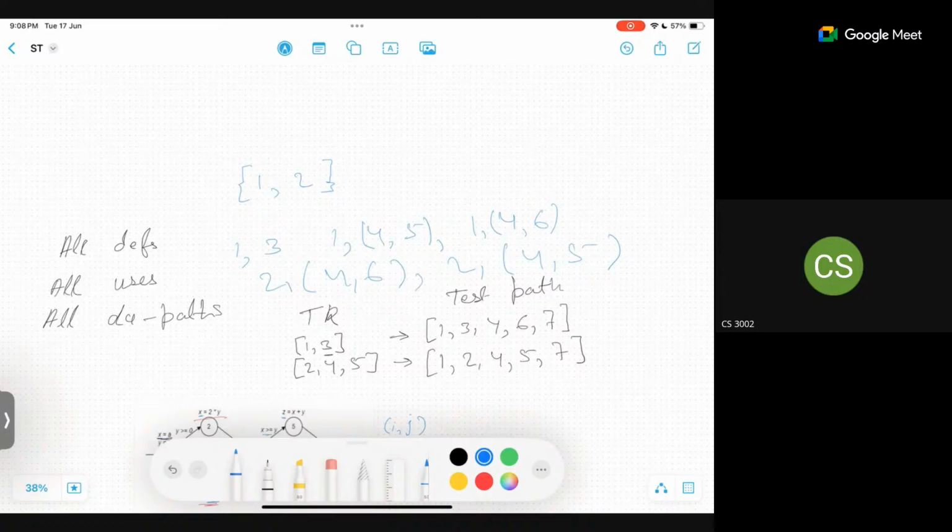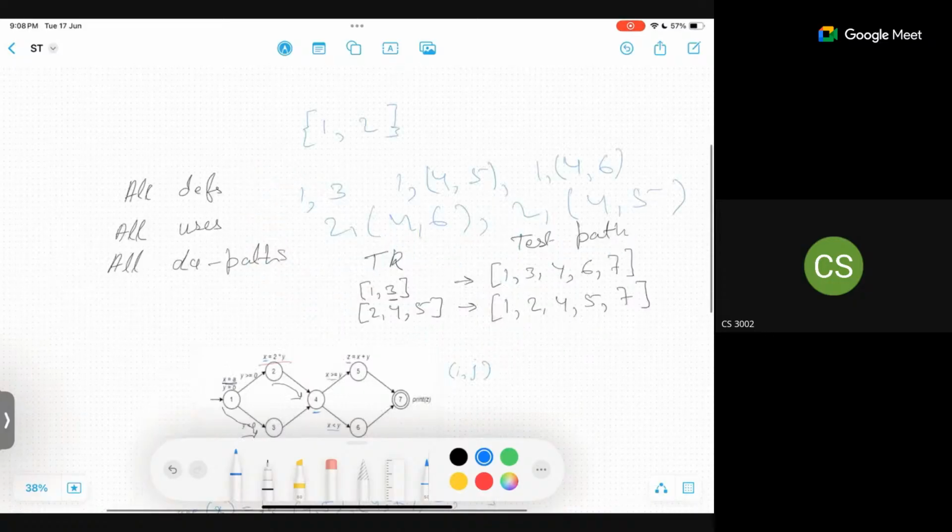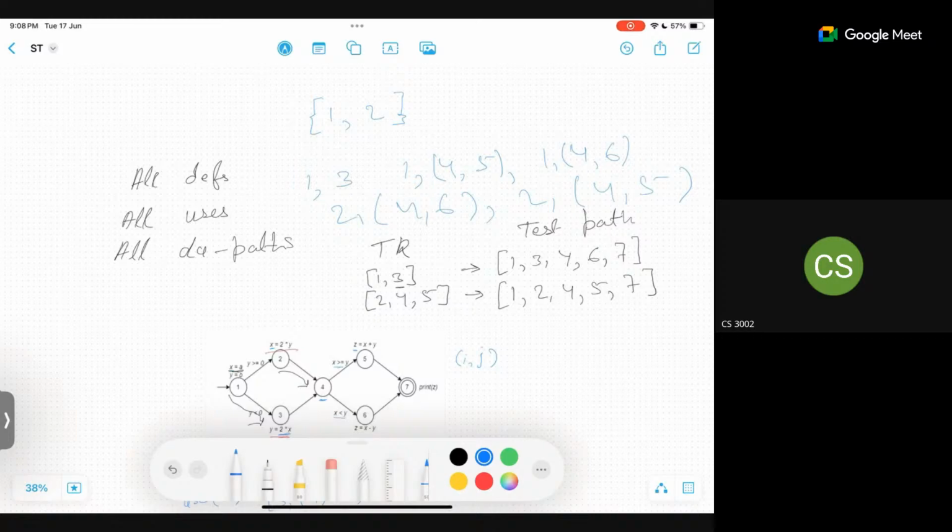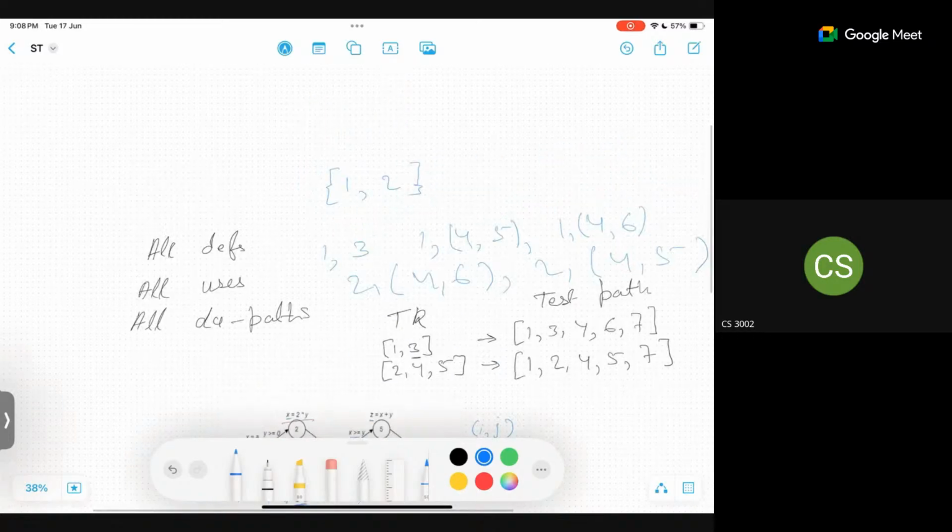There's no obligation. All uses says I have to go through all definitions and all uses also, so we have to go through everything. All du paths then says this is paths. So these two were talking about du pairs. This is talking about du pairs, but all du paths is talking about the paths now, because there could be multiple paths to follow, right?